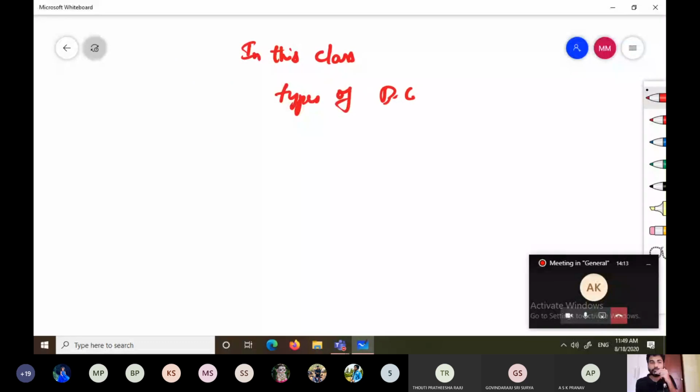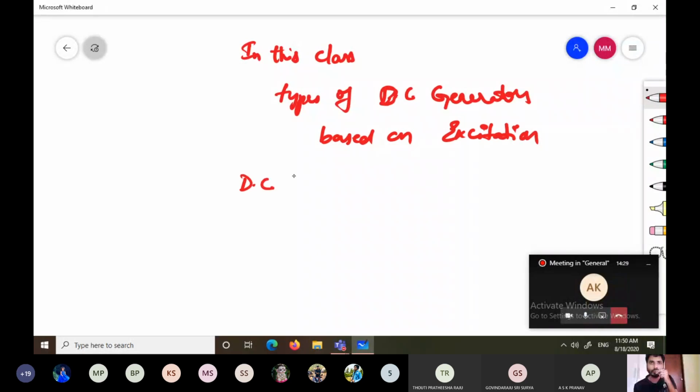DC generators. Types of DC generators. Okay, so let us see the types of DC generators based on excitation. DC generators are classified into two types based on excitation.